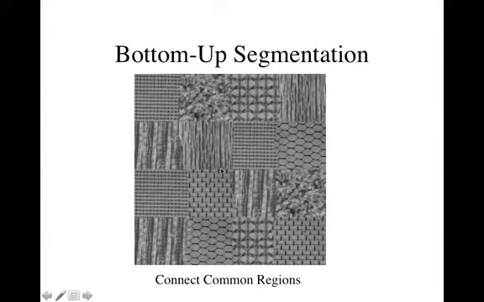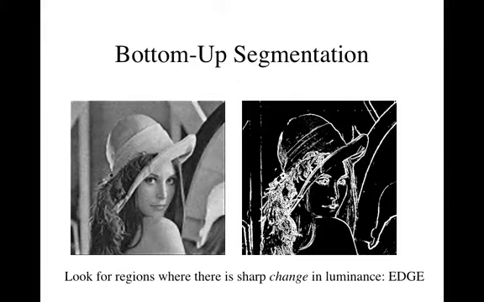You may not know anything about this, but you may be able to segregate these on the basis of common regions. So if there's similar texture in one place and then that texture changes, you may segregate those and carve those up into different squares. This we call bottom-up segmentation. You don't have to know anything about it in order to do this kind of segmentation.